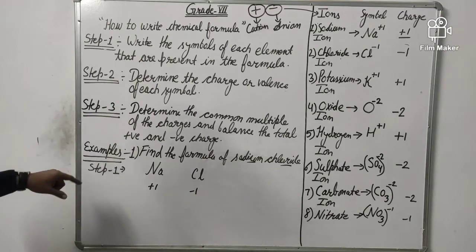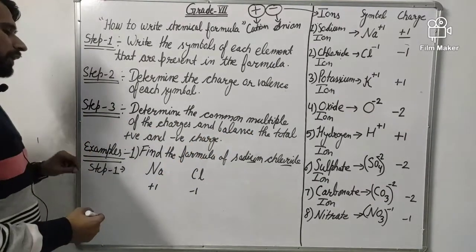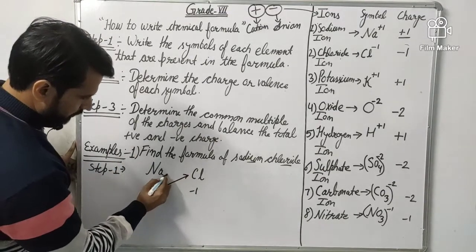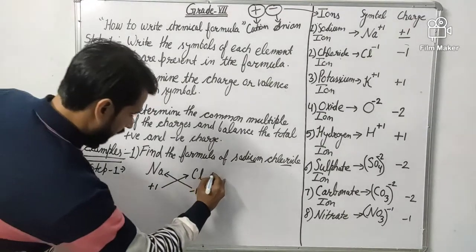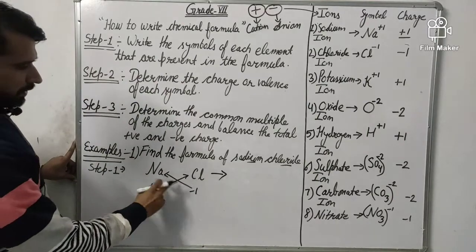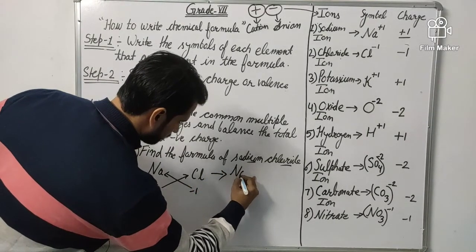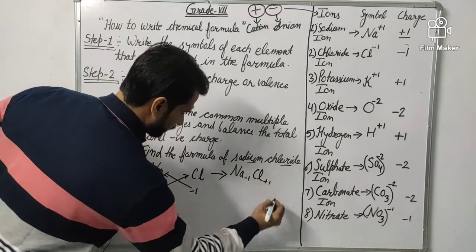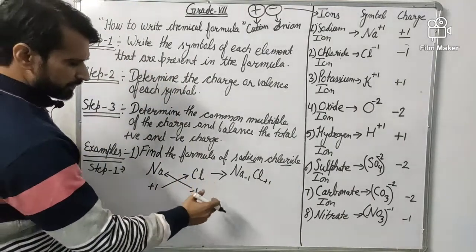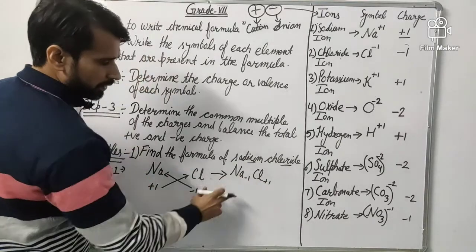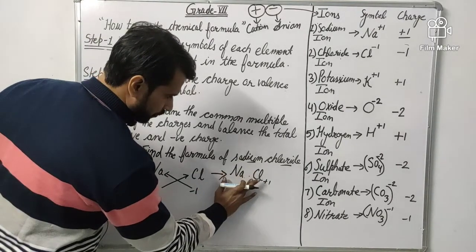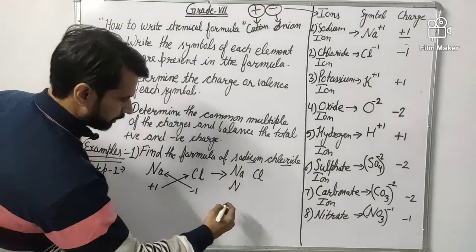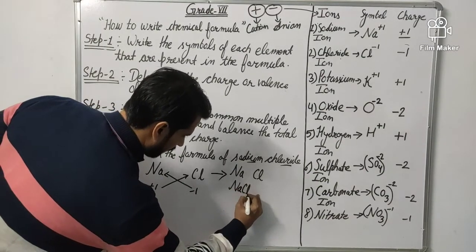Now follow step number 3. Step number 3 is determine the common multiple. You will directly do the cross multiply. So what do you have now? Na is multiplied by -1, and Cl is multiplied by plus 1. So the charge is balanced, minus 1 plus 1, 1 is cancelled by 1, so you cancel this plus 1 and minus 1. Now you will write it closely. So sodium chloride has formula NaCl.